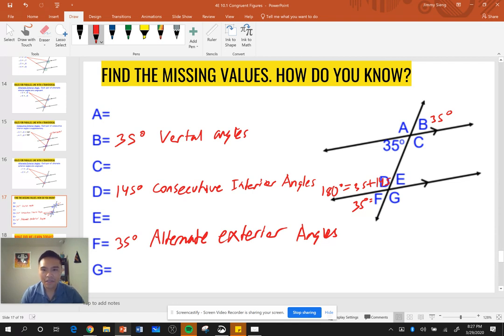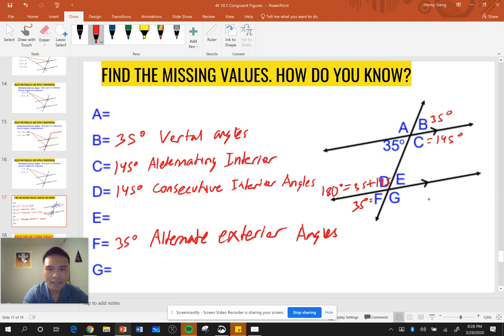Now we could figure some more stuff out. If D is 145, then I know C has to be 145 as well. That's 145 because of alternate angles. Is it interior or exterior? If you're thinking interior, then you are correct. Remember, interior means inside, and exterior means outside the parallel lines.